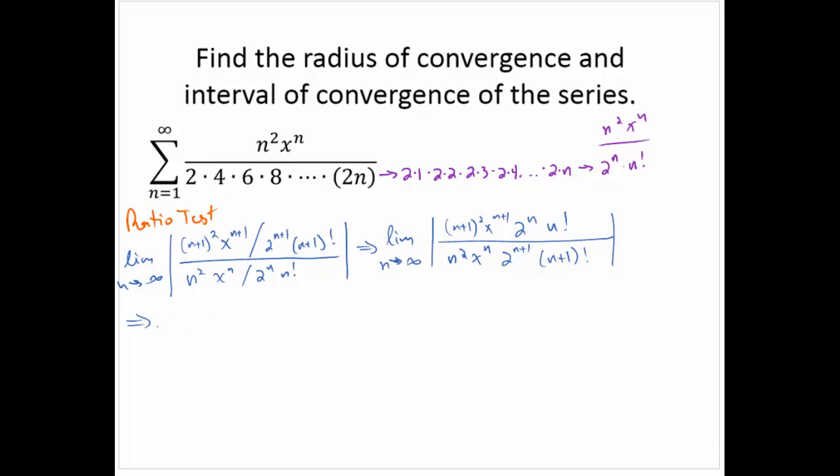Simplifying by removing any common factors, I'd have the limit as n approaches infinity. I'll keep the absolute values for now. I can't do anything with the n plus 1 squared over n squared for now. x to the n plus 1 over x to the n would leave a factor of x in the numerator. 2 to the n over 2 to the n plus 1 would leave a 2 in the denominator. n factorial over n plus 1 factorial would leave an n plus 1 in the denominator. Notice that there's a common factor of n plus 1, so I can remove a factor of n plus 1.